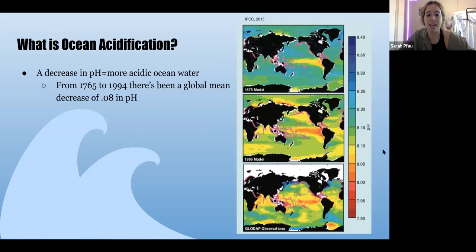So this decrease in pH leads to more acidic ocean water. From 1765 to 1994, there's been a global mean decrease of 0.08 in the pH of the ocean. This image on the right also shows how waters have become more acidic over time. It starts with the first map in 1875 and ends with a third map that shows newer observations from 2013. And as you can see, the map slowly becomes less blue and more yellow, signifying a lowering in pH.